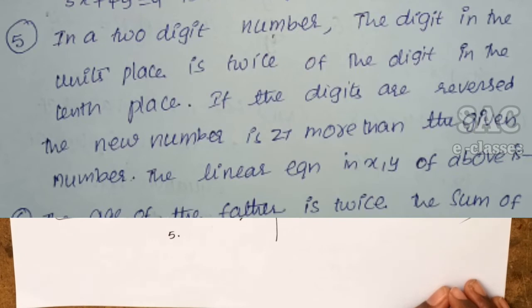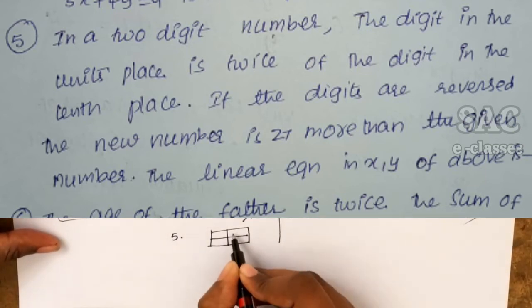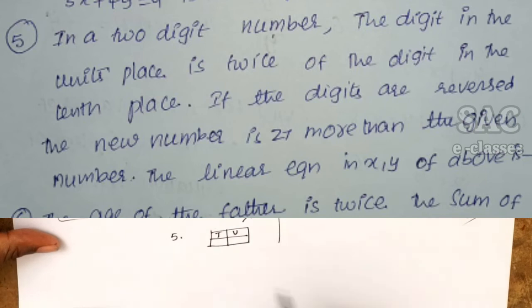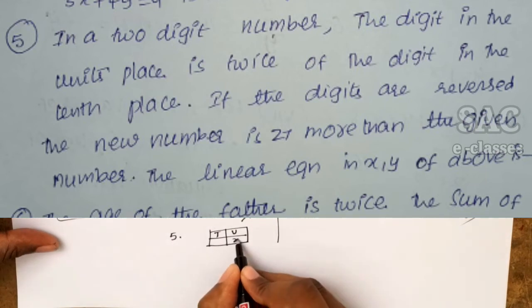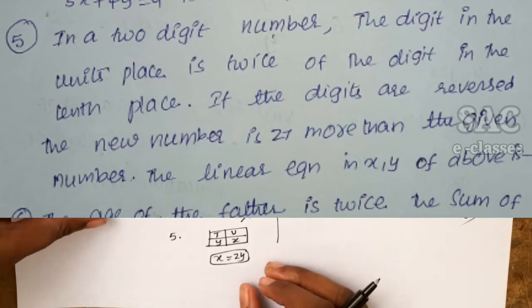Now look at the fifth problem. In a 2-digit number, the digit in the units place is twice the digit in the tens place. Let's assume that there is a two digit number. Let's think that x and y are their digits. Here the digit in the units place x is equal to twice the digit in the tens place, so x equal to 2y.